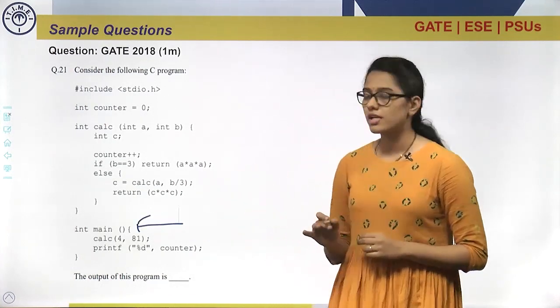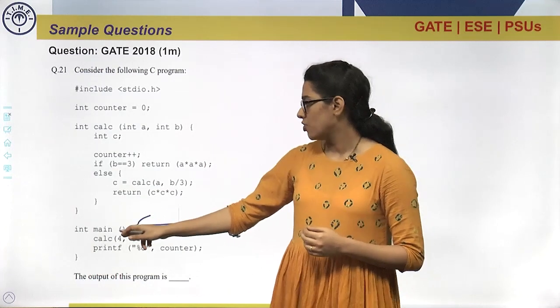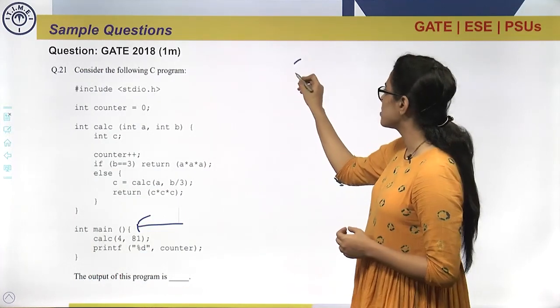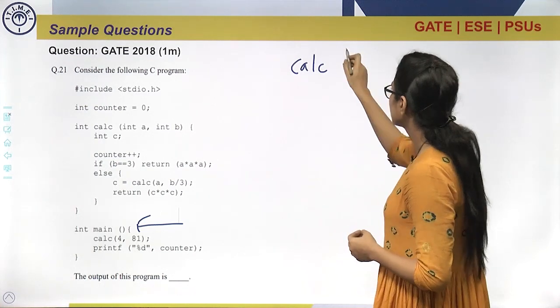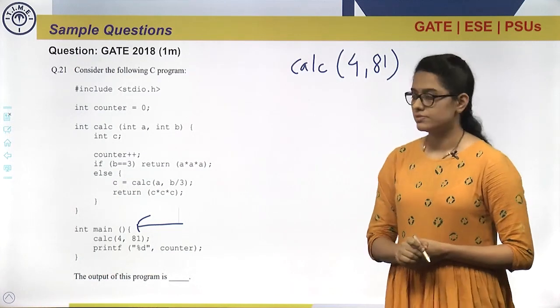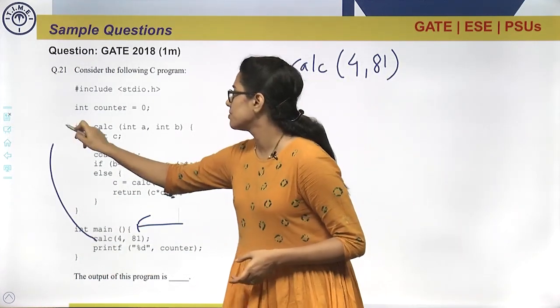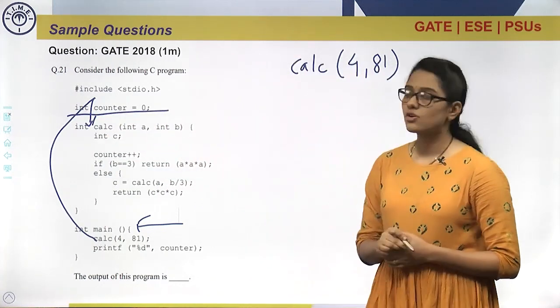Just remember that every time your execution starts with main. So first go to main. From main we can see that the first function call is for calc(4, 81). This is the first function call. Now the control will be transferred over here, and you can see here that counter is a global variable.